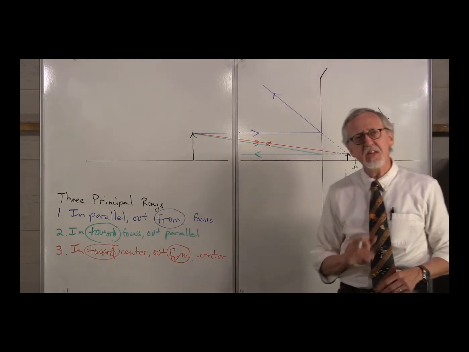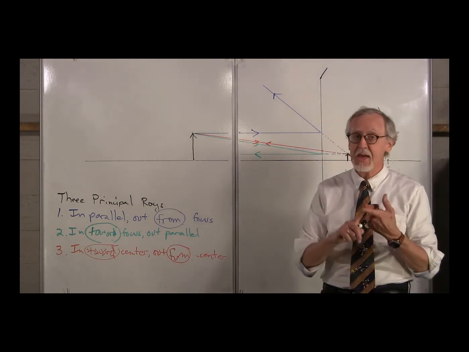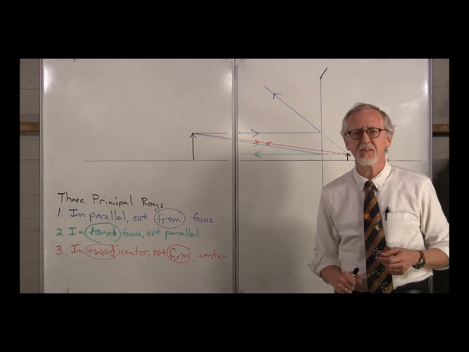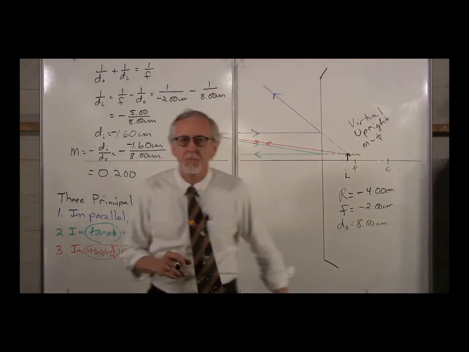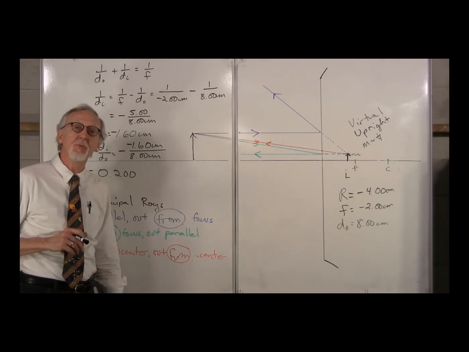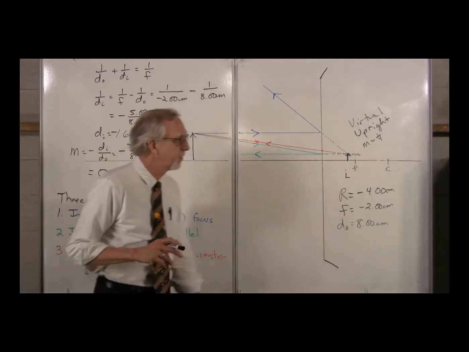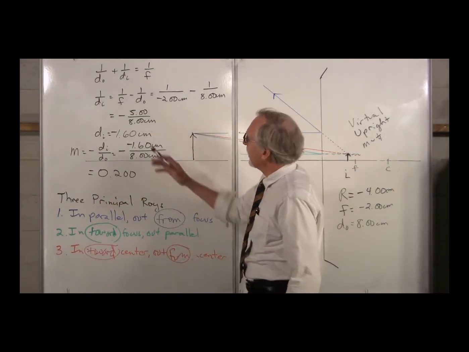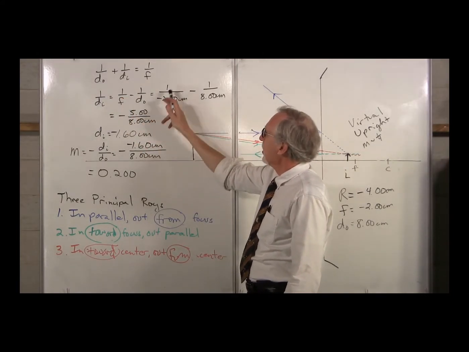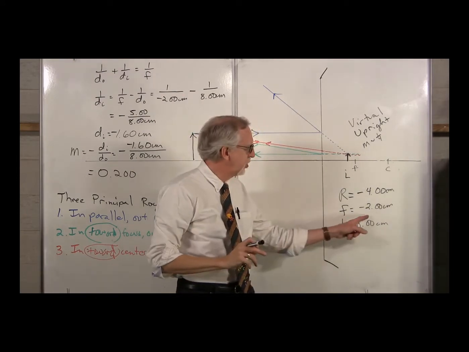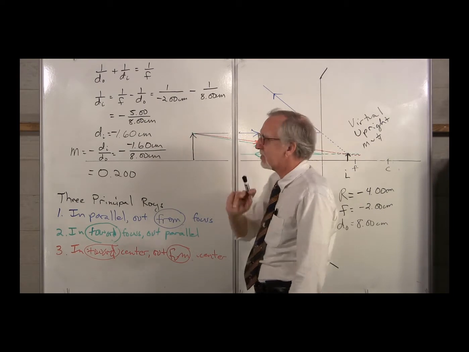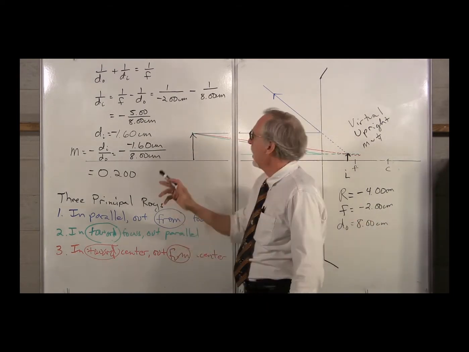Great. Let's stick these values into the mirror equation and the definition for the magnification and see what we get in this case. Putting these numbers into our mirror equation, again, we have 1/do plus 1/di equals 1/f. Solving for di, we have 1/di equals 1/f minus 1/do, which is 1/f is -2 centimeters minus 1/do. Do was 8 centimeters. What do we get?